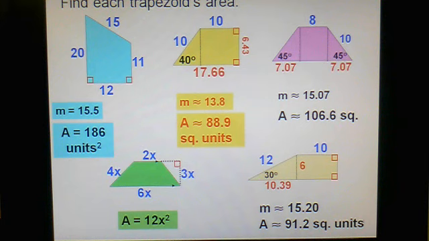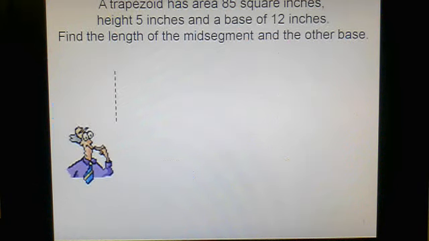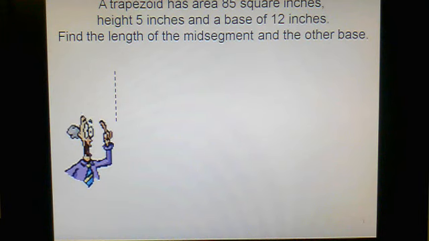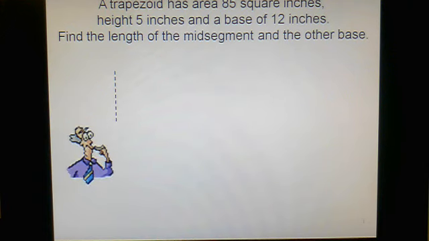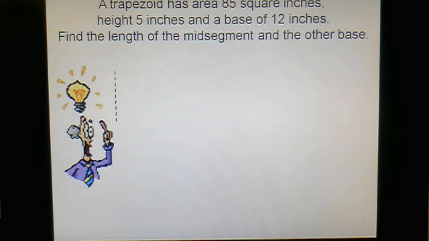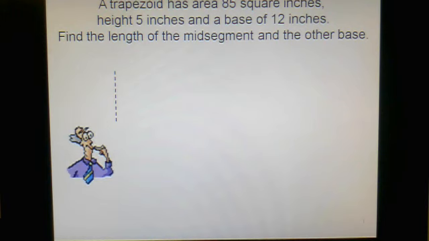So the last one I've got on your paper, just a little word problem. This is kind of the end of the given shape problems. This last one, there's no figure drawn. You've got some blanks to fill in on your paper. You've got a trapezoid with an area of 85 square inches, a height of 5 inches, and one base has a length of 12 inches. And you can work this problem in any order you want, but you are trying to find the length of the mid-segment and the other base.